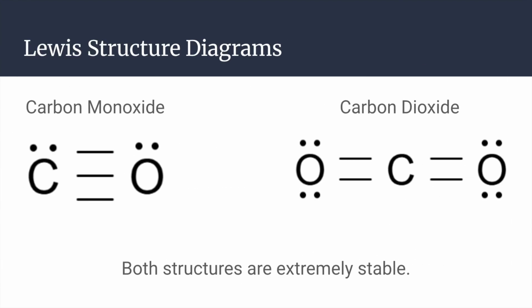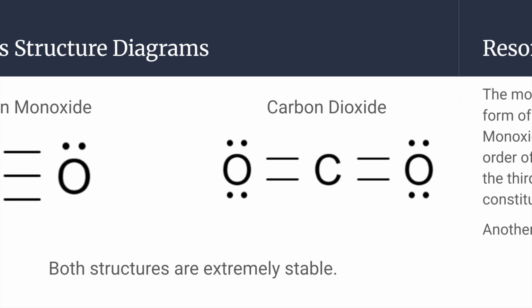Here are the Lewis structure diagrams for both molecules. On the left we have carbon monoxide, and on the right we have carbon dioxide. And as you can see, both structures are extremely stable.